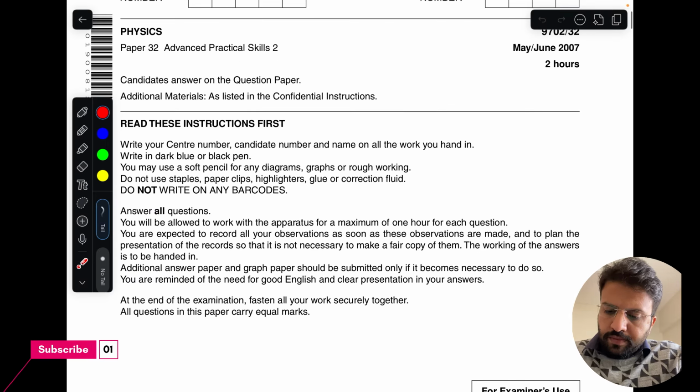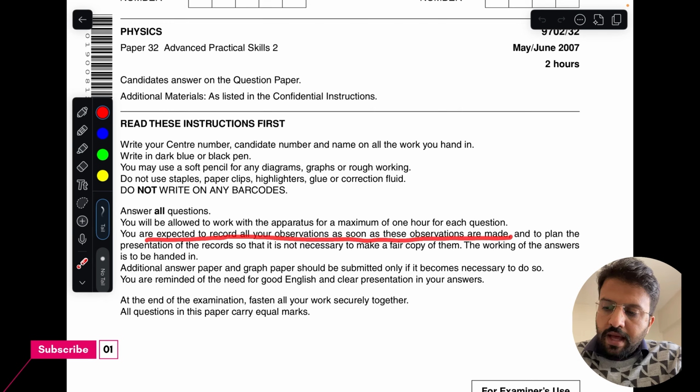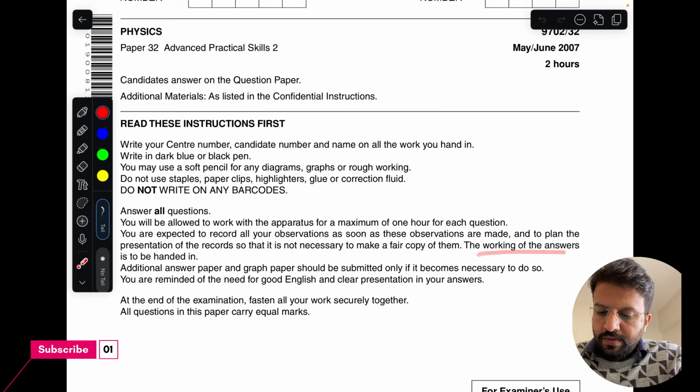You have to answer all the questions, and you will be allowed to work with the apparatus for a maximum of 1 hour for each question. So two questions, 1 hour for each question. You're expected to record all your observations as soon as they are made and plan the presentation of the record so that it is not necessary to make a fair copy of it. So when you are doing the practical, you have to take the readings and note them down side by side, along with the working of the answers to be handed in.